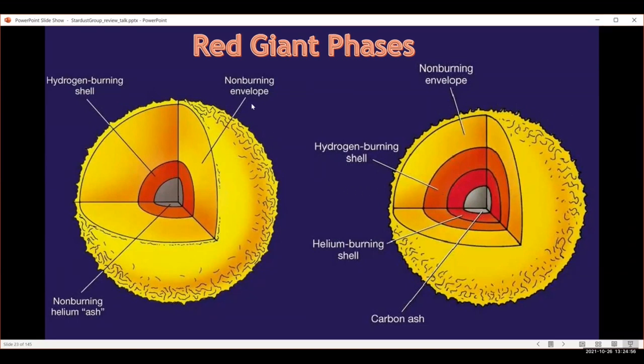So they are both red giant phases. This is one that's called the red giant phase. It's the red giant branch on the Hertzsprung-Russell diagram, whereas this is the asymptotic giant branch.